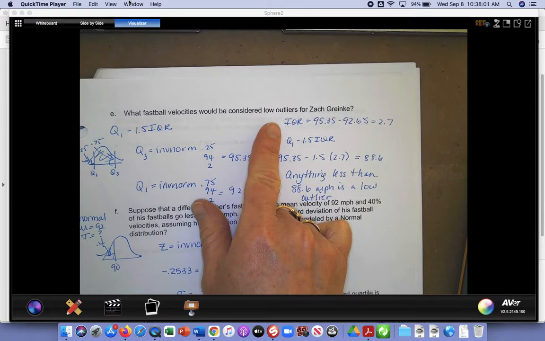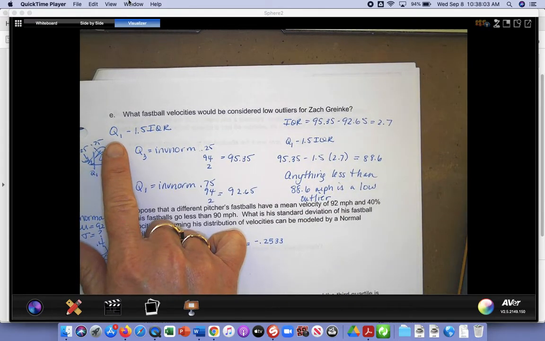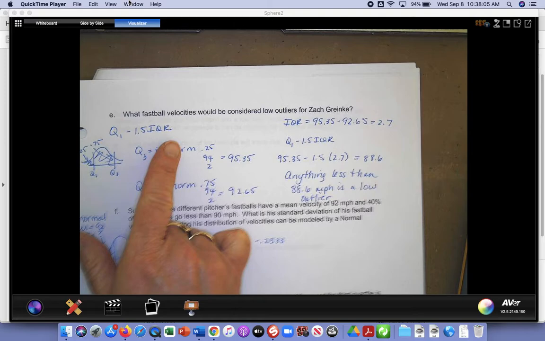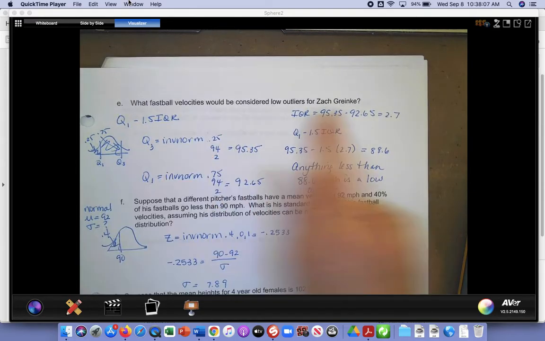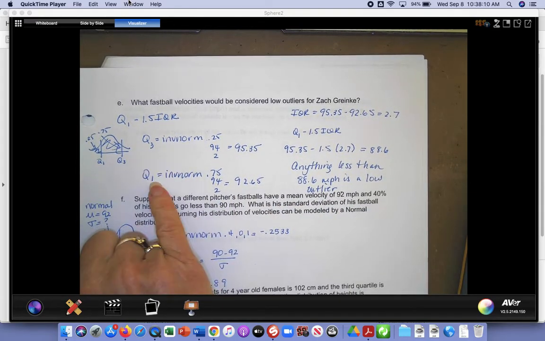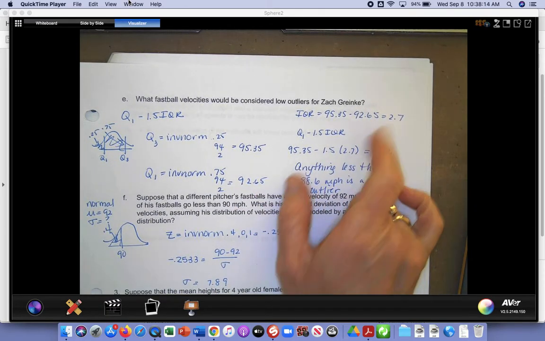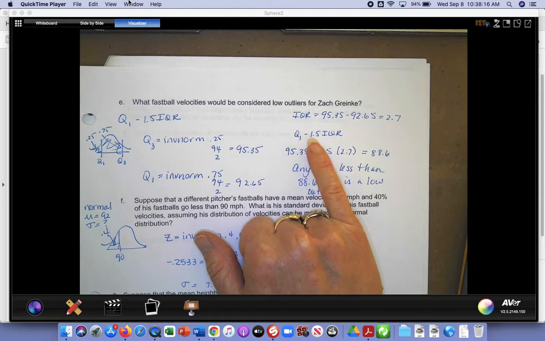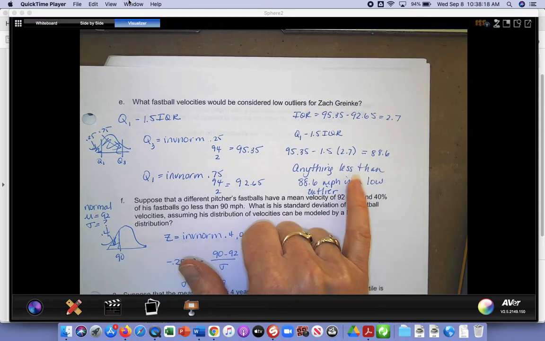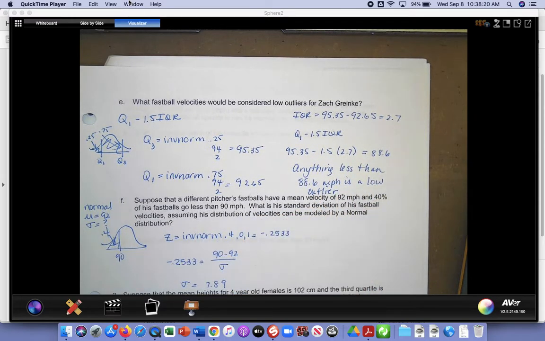Low outliers. So to figure out the low outliers, I'm going to have to do Q1 minus 1.5 times the IQR. So I need to find my two quartiles. Then I find my IQR, and then I do Q1 minus 1.5 times the IQR, so anything less than 88.6 miles per hour is considered a low outlier.